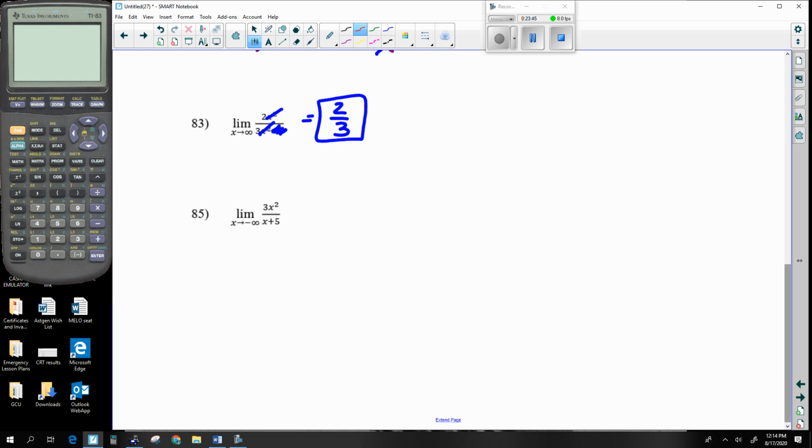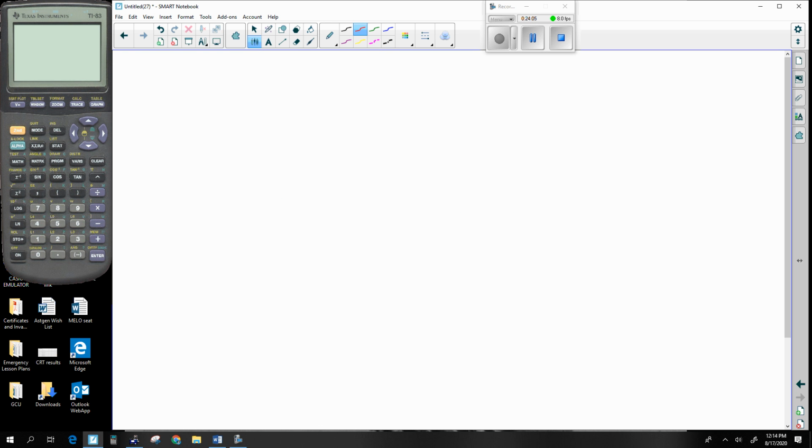Negative infinity, still the same idea. Eliminate anything that doesn't have an x, simplify. And so this would be negative infinity. And that's it.